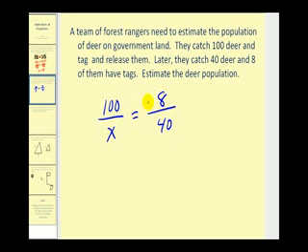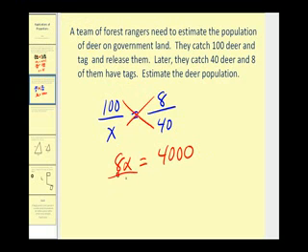Now we can cross multiply. 8 times X must equal 100 times 40, that would be 4,000. Dividing both sides by 8, we have X equals 4,000 divided by 8, which is 500. So using this tagging technique, the rangers would estimate there are a total of 500 deer on the government land.